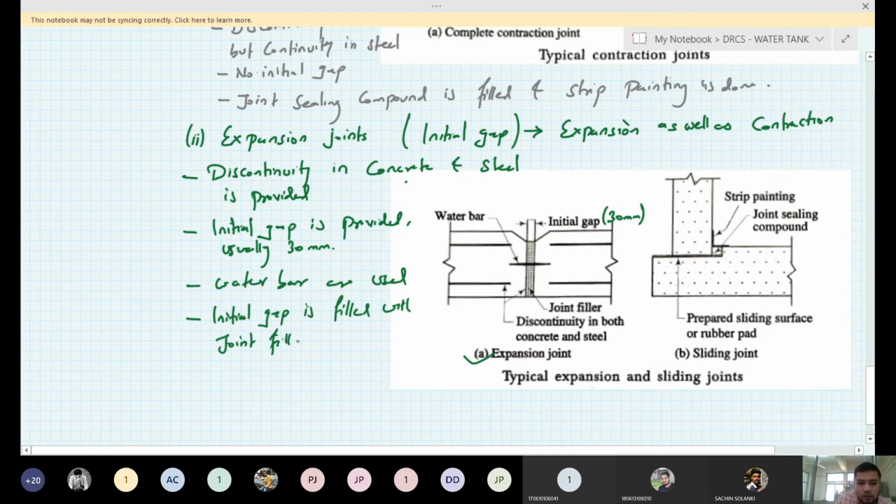This type of joint you might have seen in our college building also. Some jointing material, the joint filler, is inserted here, and then some sealant compound is added to prevent this joint filler from getting detached. So to prevent the joint filler from getting detached, some jointing compound is provided here.